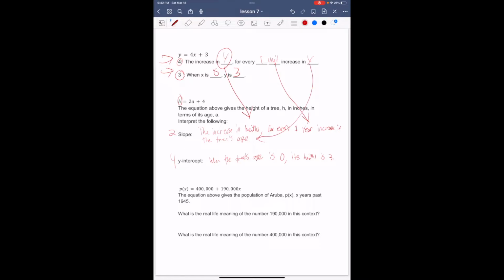So let's do that for the population of Aruba. The equation above gives the population of Aruba, p, x years past 1945. What is the real-life meaning of the number 190,000 in this context? That is the increase in y, because the slope is the increase in y, but y isn't y anymore, it's the population of Aruba. For every 1 unit increase in x, we could just say that it's for every year past 1945.